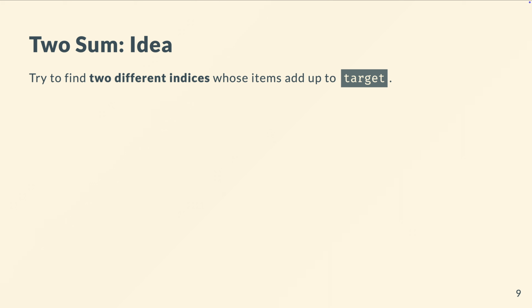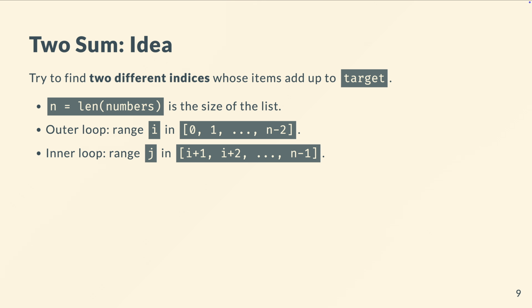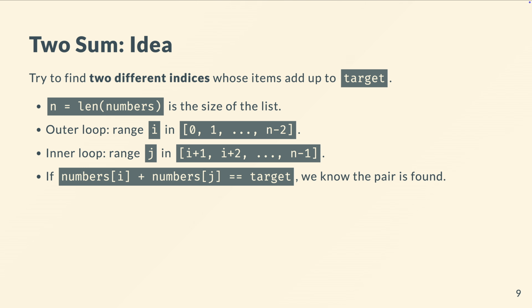Let's discuss the idea in detail. Keep in mind that the goal is to find 2 different indices whose items add up to target. Let n be the length of the list numbers. We use nested loops. The outer loop ranges i from 0 to n minus 2. The inner loop ranges j from i plus 1 to n minus 1. For every pair i and j, we check the sum of the 2 list items pointed to by i and j. If their sum equals the target, we know the pair is found.